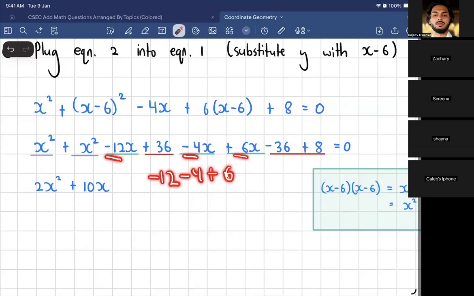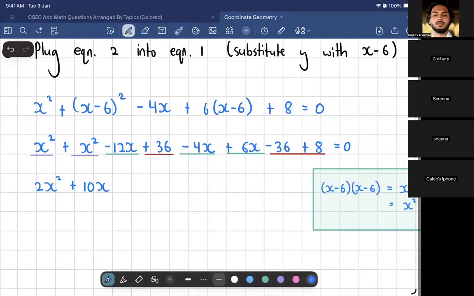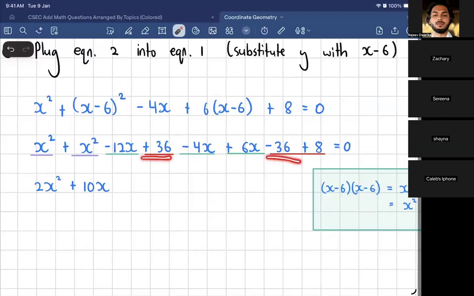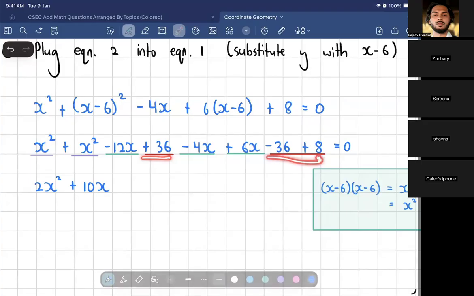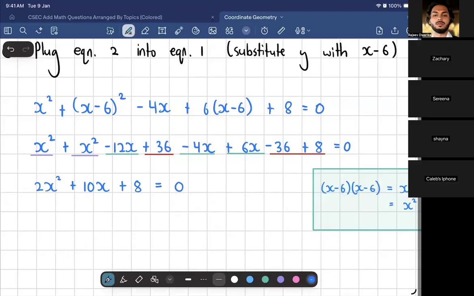Okay, cool. Now, Caleb, I want you to simplify the constant terms for me. What is 36 minus 36 plus 8? That's just 8. And the entire thing would be equal to what? Right. Now, what am I going to do next?